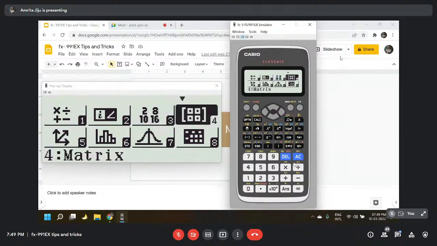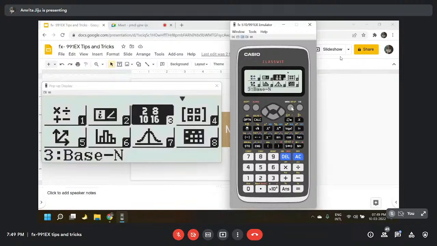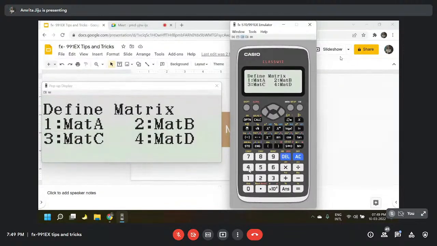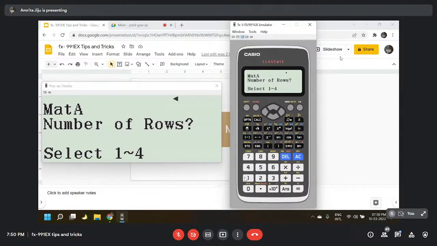For the matrix option, you just hit the menu button, then click the number 4. This is the first interface of the matrix. You can see here 1, 2, 3, and 4. This is the definition of the matrix, like matrix A, matrix B, matrix C, and matrix D. You just go for matrix A, that is 1. Now it asks you the number of rows and columns of the matrix.